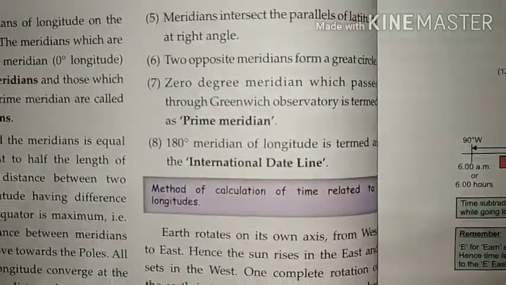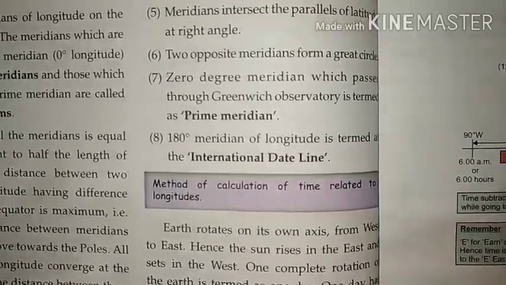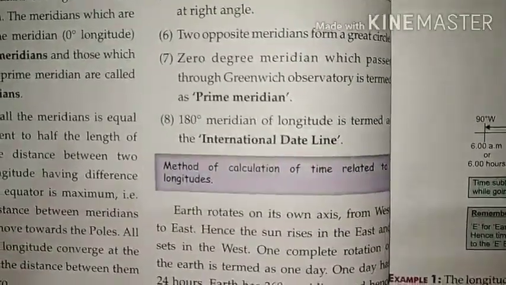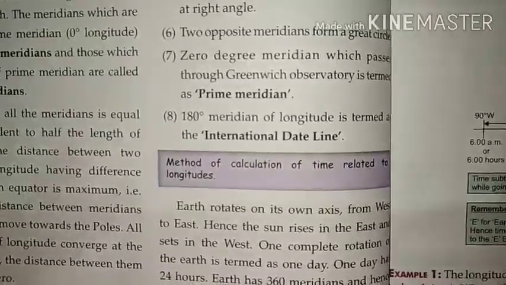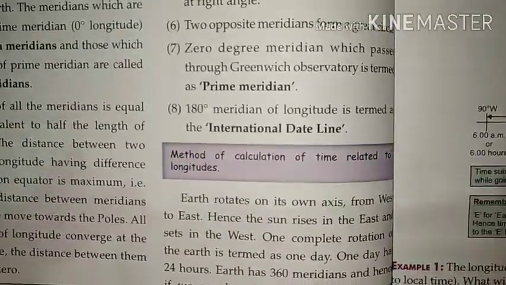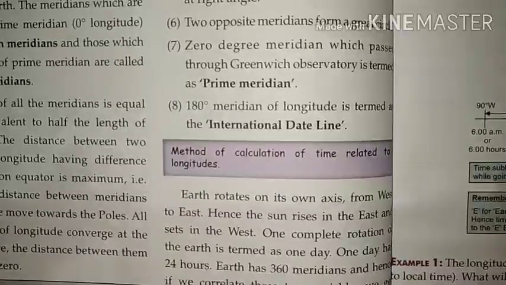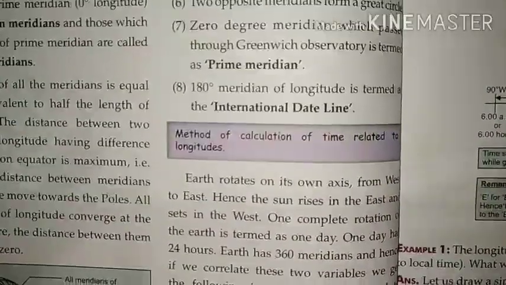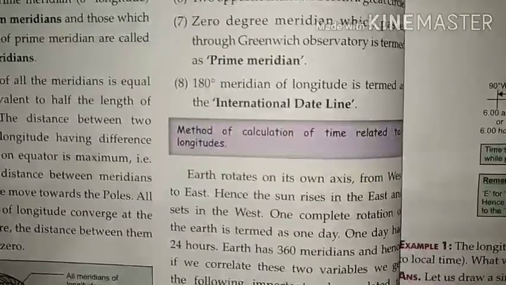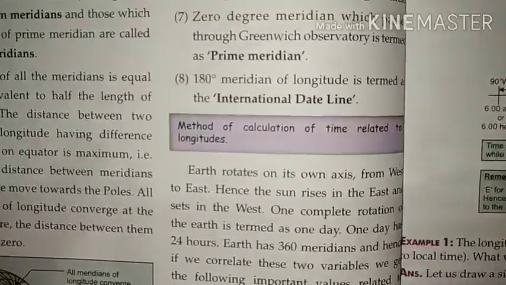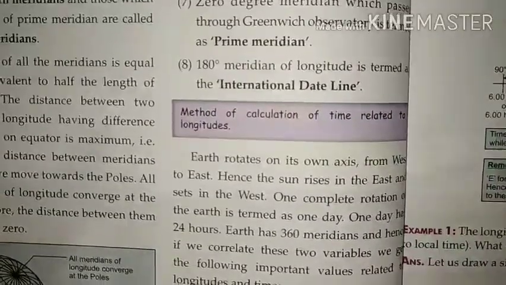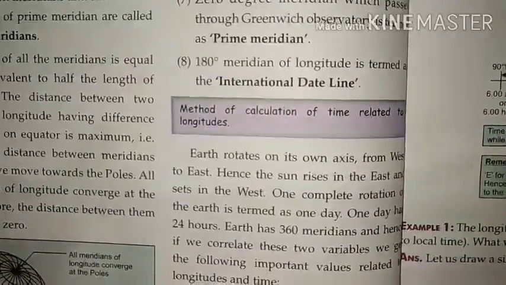Okay, so when it falls over the latitude, it makes an angle of 90 degrees. Two opposite meridians form a great circle, like 0 degree along with 180. Then 179 degrees east along with 1 degree west. So it makes a great circle. The 0 degree meridian, which passes through Greenwich Observatory, is termed the prime meridian, and the 180 degree meridian of longitude is termed the international date line, 180 degrees.